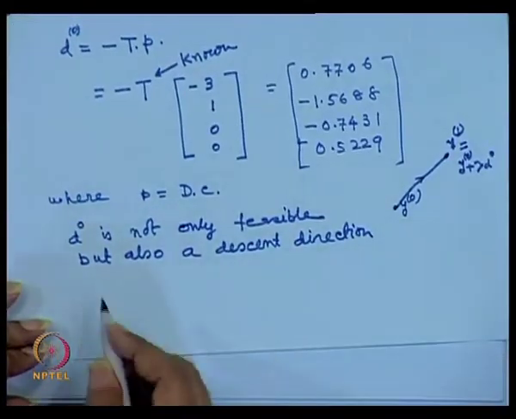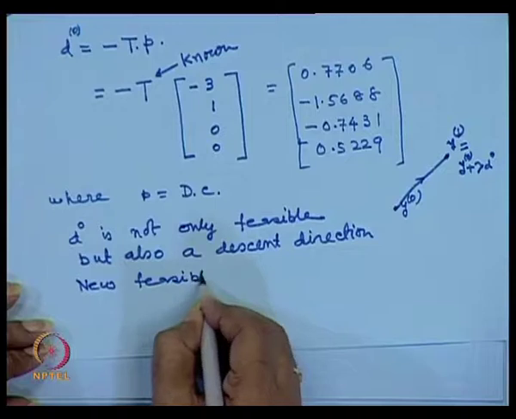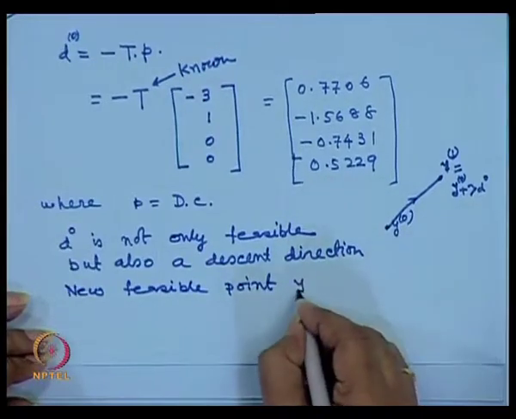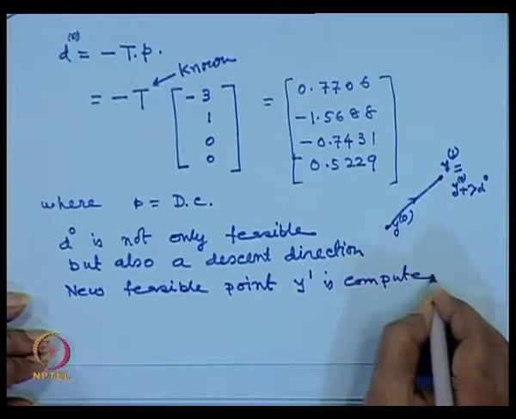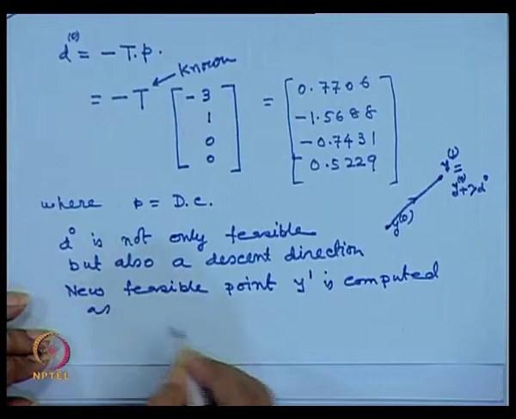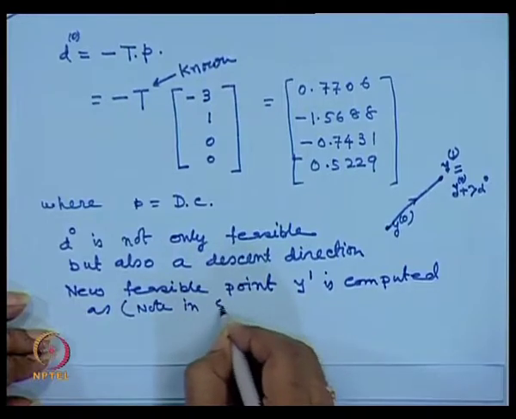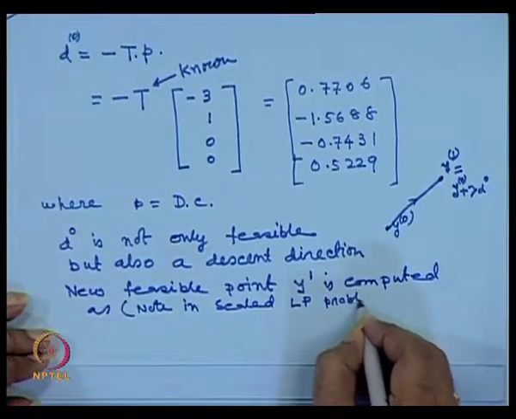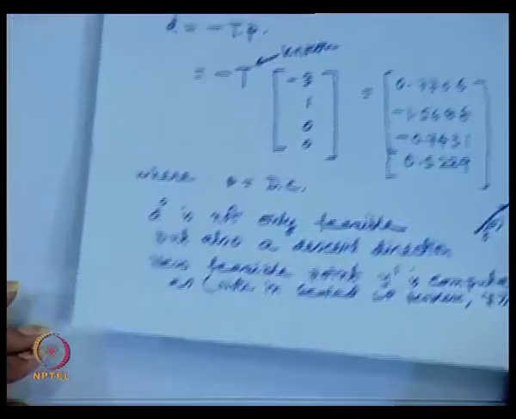Now you see the new feasible point y of 1 is computed, note, in the scaled LP problem, where y is greater than or equal to 0. So, now we will see how nu is computed.